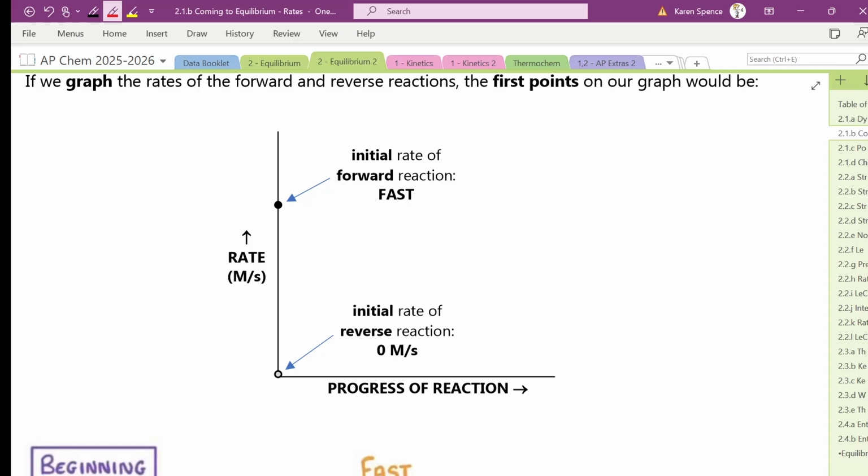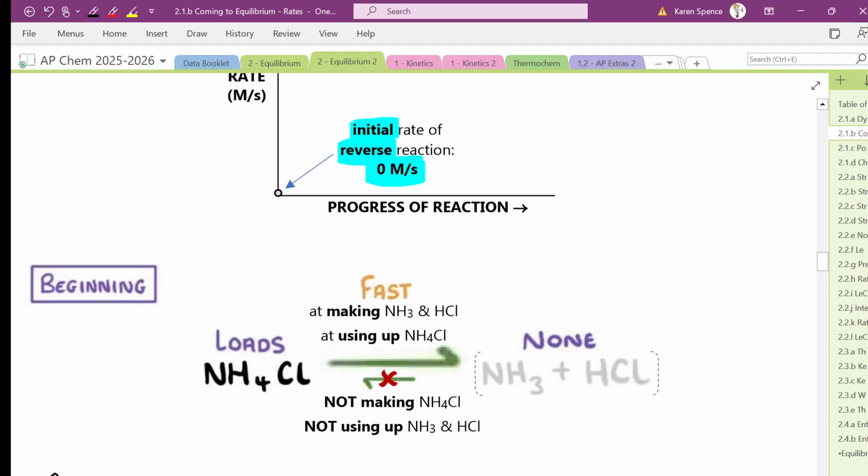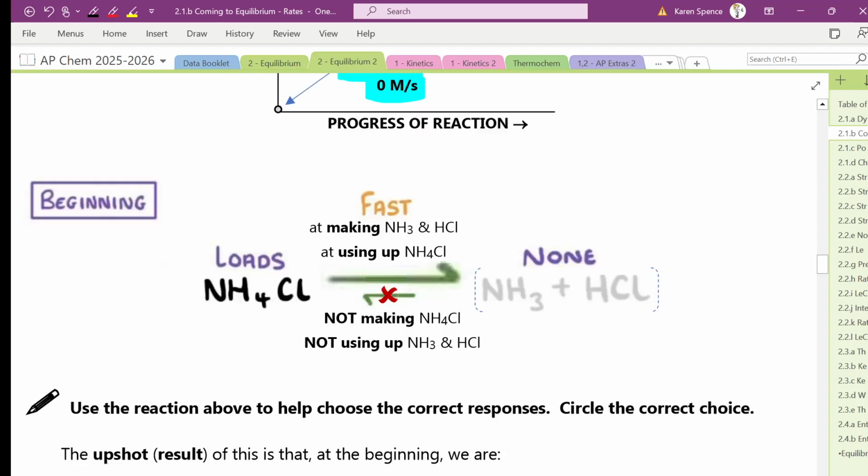And the forward rate is going to do what forward rates usually do. Does the rate usually start out fast or does it start out slow? It usually starts out fast. And then what happens to it as the reaction proceeds? It slows down. So in the beginning, we have an initial rate, which is fast. This is our forward rate. And then we have our initial reverse rate, which is nothing because there are no products. All right, there's our little diagram there.